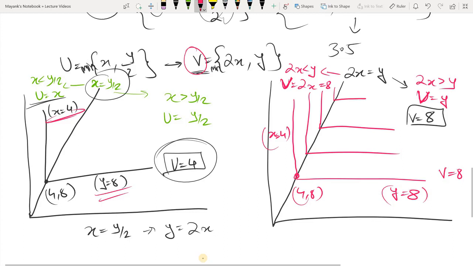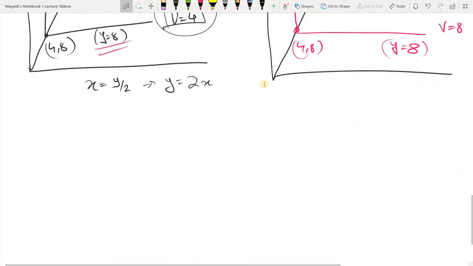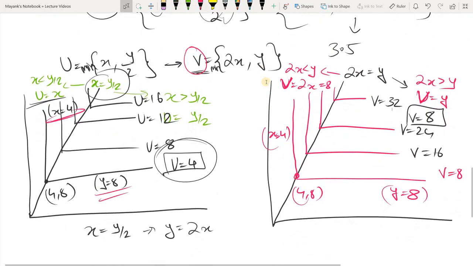So initially you had this IC which was corresponding to utility U level of let's say 8. Now you have corresponding IC for V equals to 16. This was U equals to 12. This is now V equals to 24, and this was U equals to 16. Now you have V equals to 32. So that's going to be your perfect complements for min of x comma y by 2 or min of 2x comma y.